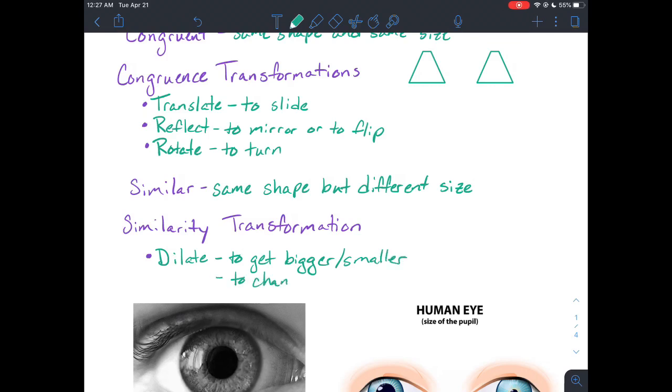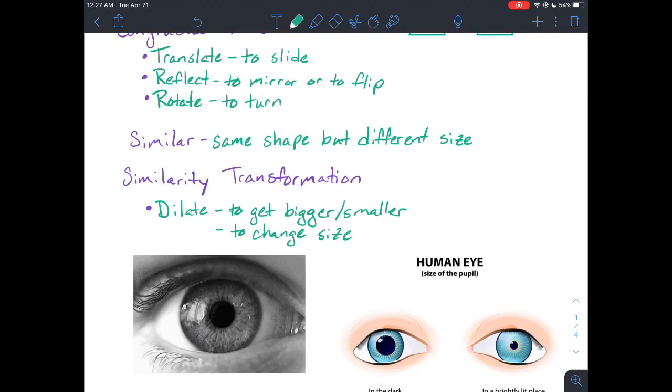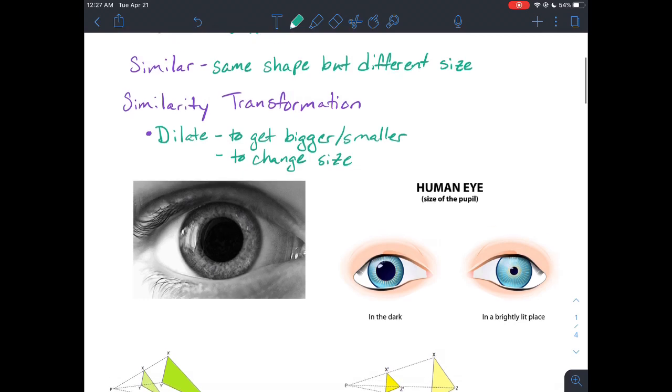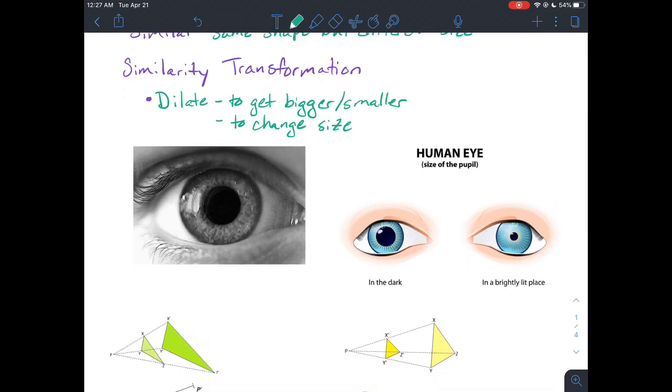To change the size. And if you have ever been to an eye doctor, when they put those drops in your eye and it makes your pupil get big, they call that dilating your eye, right? So it links back to everyday life. And if you guys have a cat, if you ever watch the cat do a little wiggle butt, right before it attacks, its eyes will get really big. The eyes dilate.